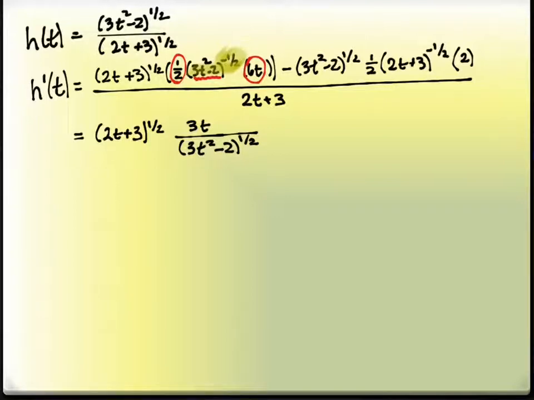And then I have much the same thing going on over here. Here's that 1/2 and that 2. Those actually reduce to 1. I have still minus the 3t squared minus 2 to the 1/2. And on the other half, then, I have this as a denominator, or I'll write it as multiplication for now. And it's 2t plus 3 to the 1/2.